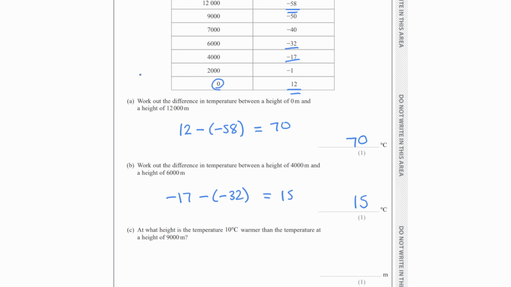And then part C, at what height is the temperature 10 degrees warmer than the temperature at a height of 9,000 meters? So if we go to 9,000 meters, we're looking at the negative 50. And we want a temperature that's 10 degrees warmer than this. So 10 degrees warmer would be a temperature of negative 40 degrees Celsius. Think, well, where is that? Well, that's here. It's at 7,000 meters.